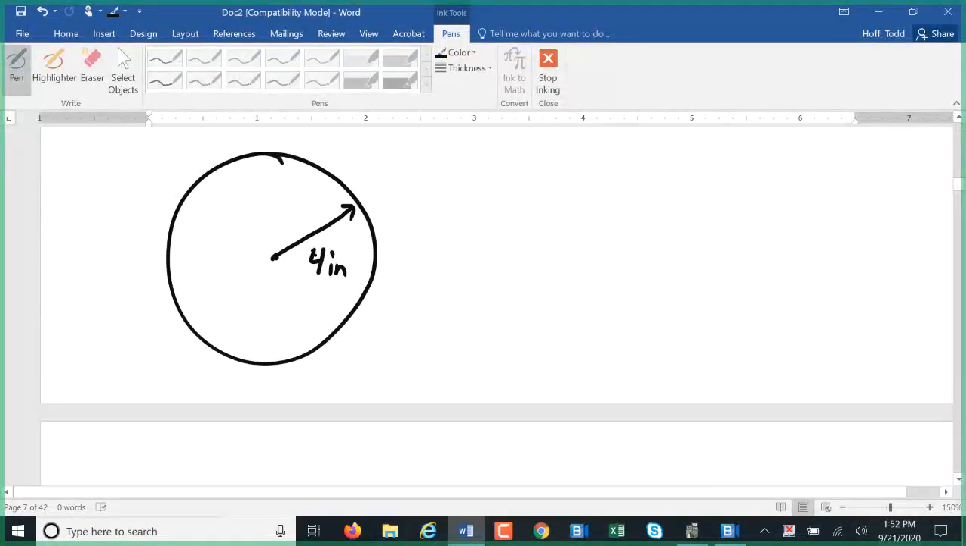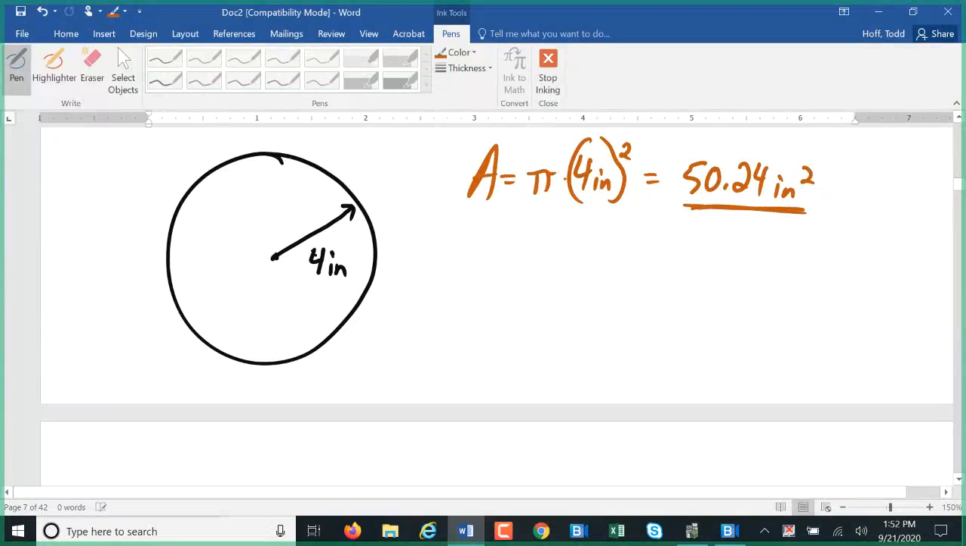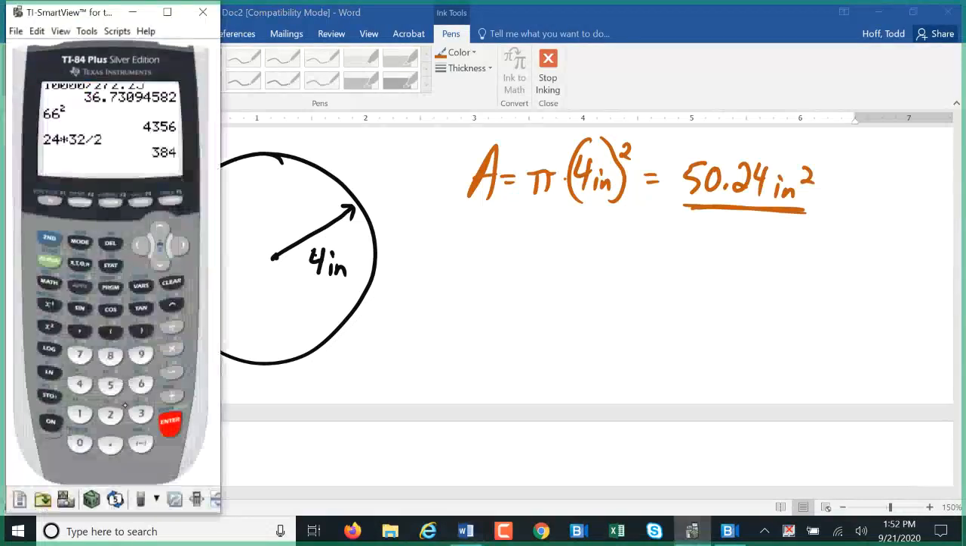We have a radius of 4 inches. If I want to find the area, that's pi times 4 inches squared. 4 squared is 16 times pi is going to be 50.24 square inches. Now, what I did there is I used 3.14 for pi. 3.14 times 4 squared. You get 50.24.